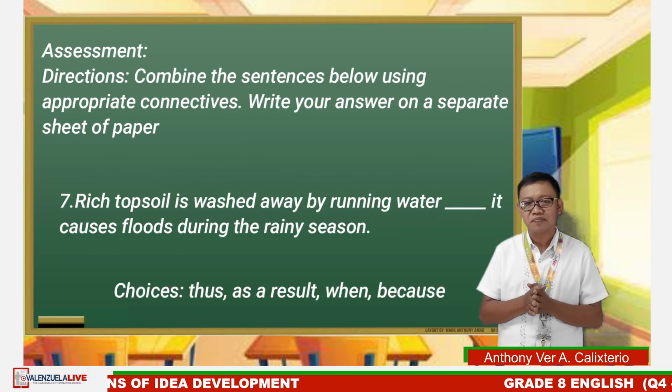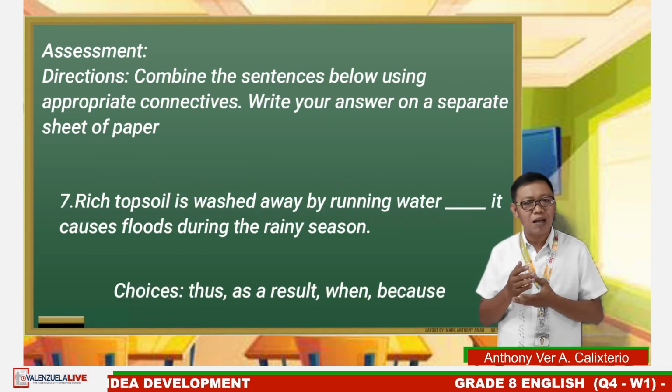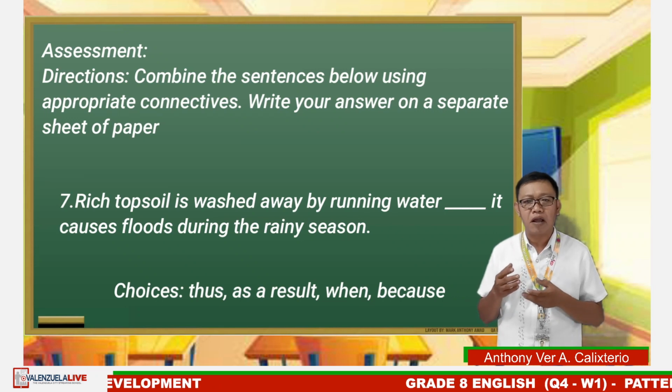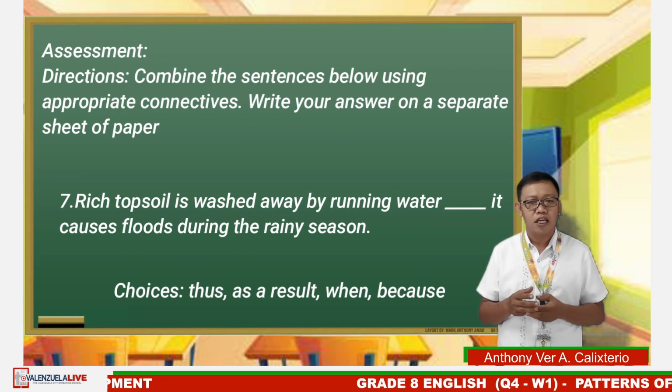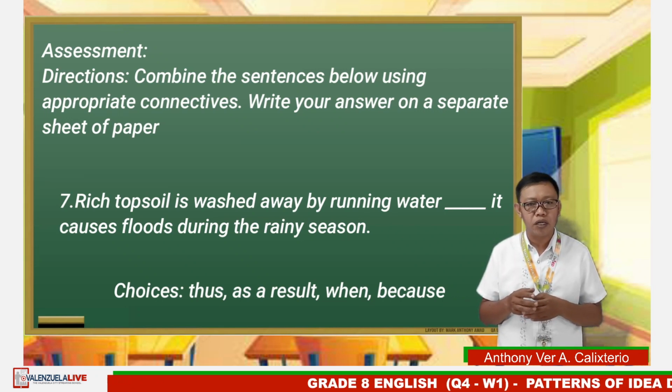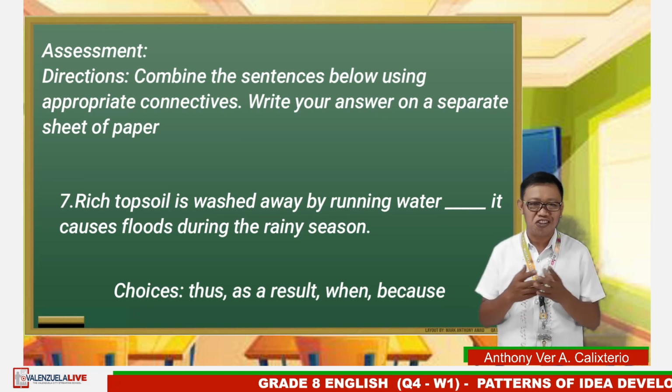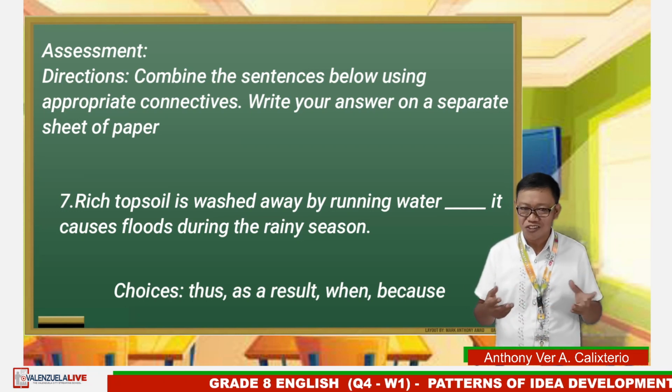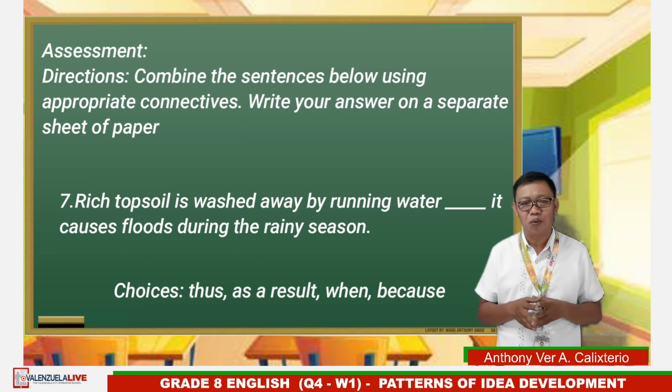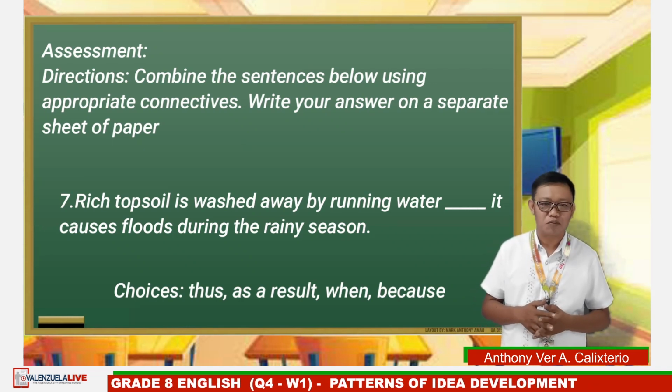Number 7. Rich topsoil is washed away by running water. Blank. It causes floods during the rainy season. Choices are thus, as a result, when, or because.